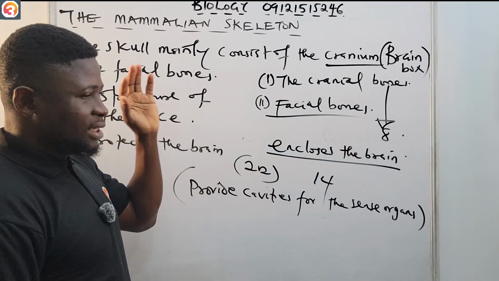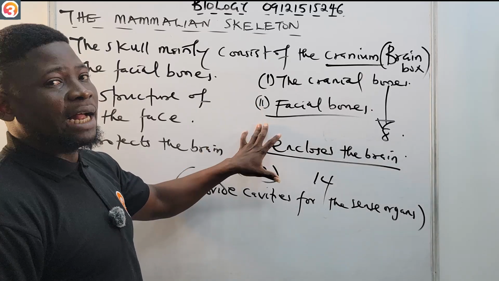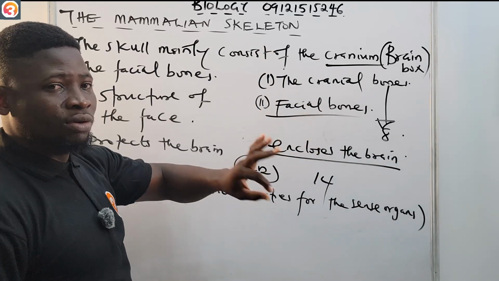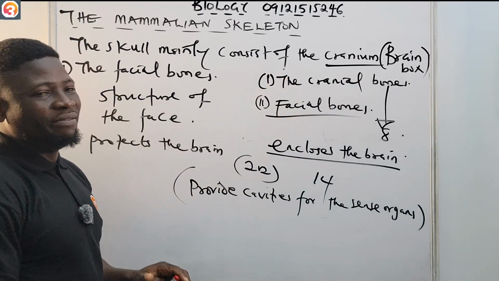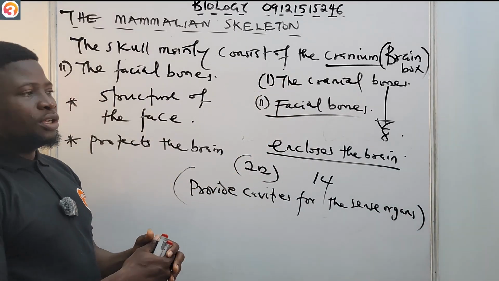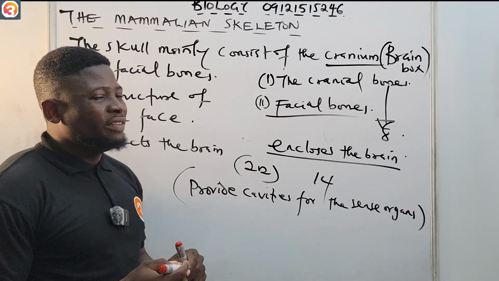The bones of the skull are divided into 2: the cranial bones and the facial bones. Cranial bones are 8, facial bones are 14. Cranial bones enclose the brain. Facial bones provide cavities for the sense organs. So please take note of that. They are very, very important. So now we'll move to the vertebral column.